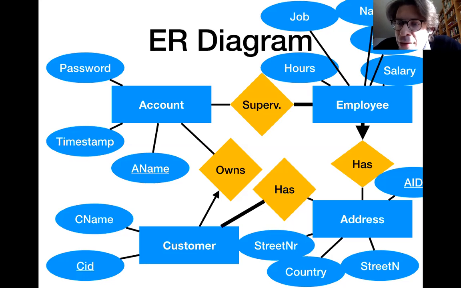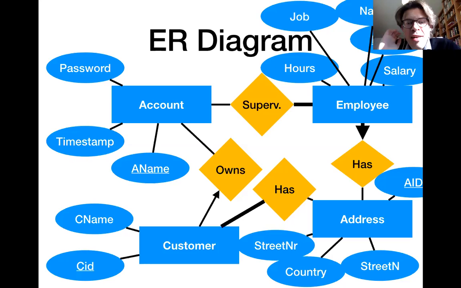As the employees have exactly one primary address, we have the combination of the two, a participation and at most one constraint. And here the supervision is connecting the accounts to the employees. All right. So this is one possibility to represent this scenario.